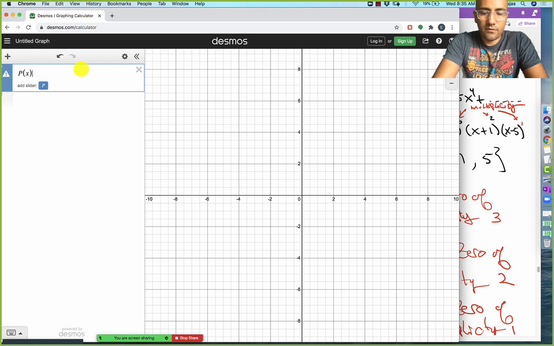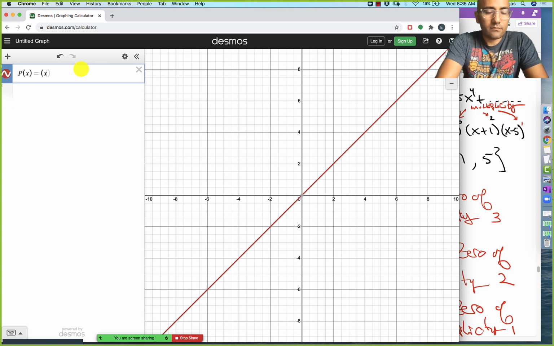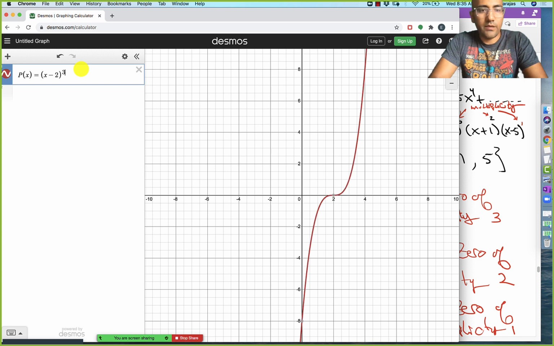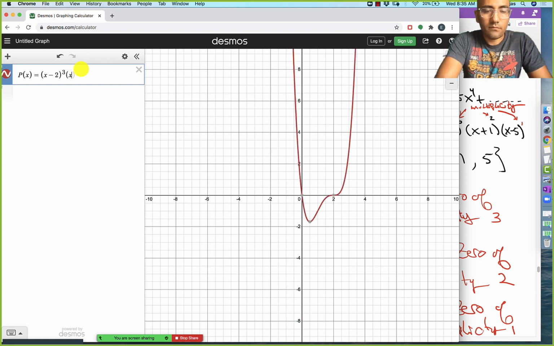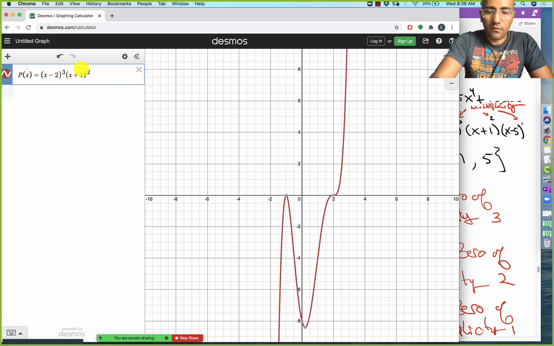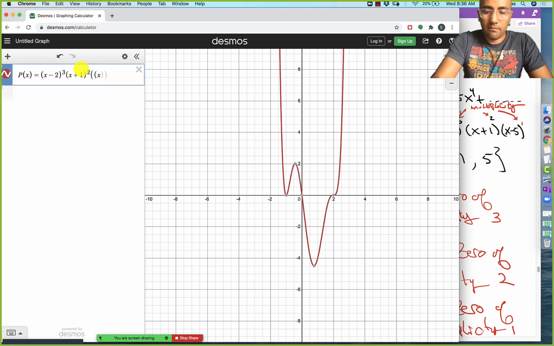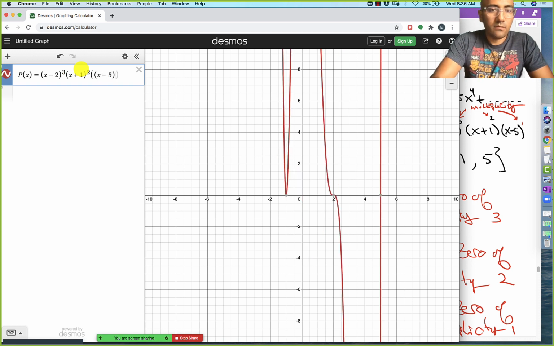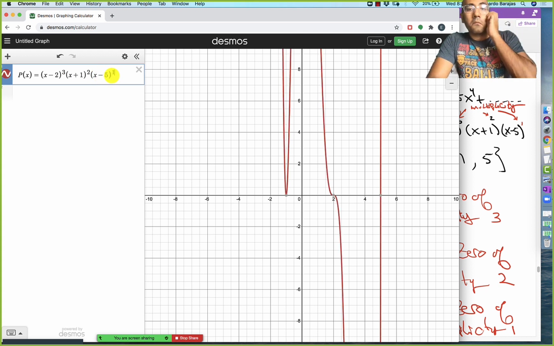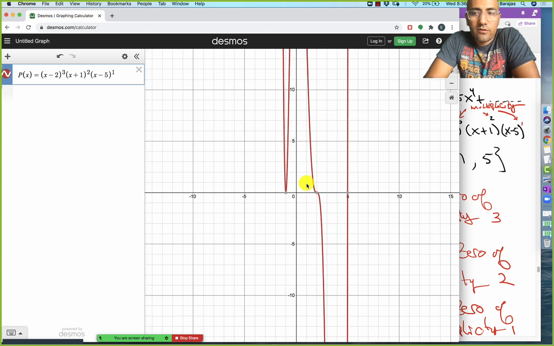P of x equals (x minus 2) to the power of 3, (x plus 1) to the power of 2, and (x minus 5) to the power of 1. Okay, so here's what the graph looks like.